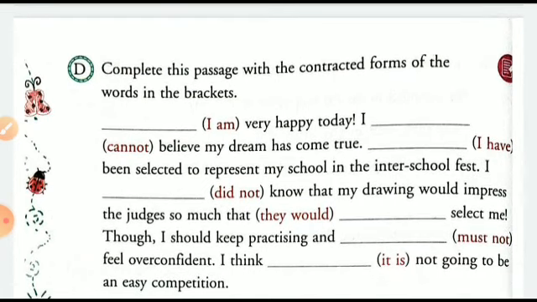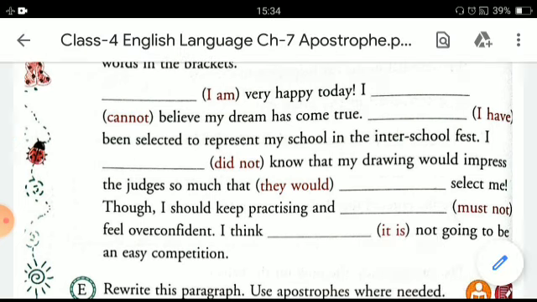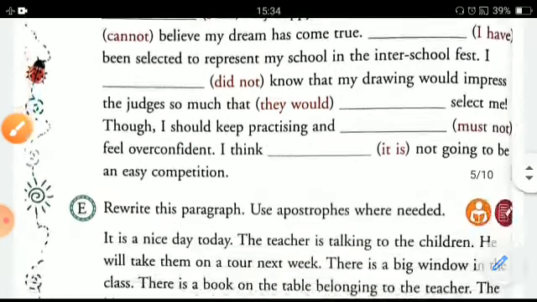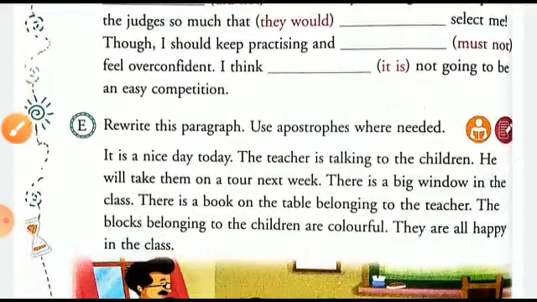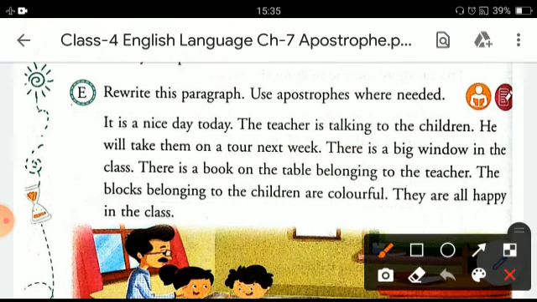Now complete the passages with the contracted forms of the words given in the brackets. We have already learned how to contract and write the words. So this you will be doing on your own, children, as you have learned. Now rewrite the paragraph, use apostrophe where needed. This also you have learned how to use apostrophe. So this also you'll be doing on your own.